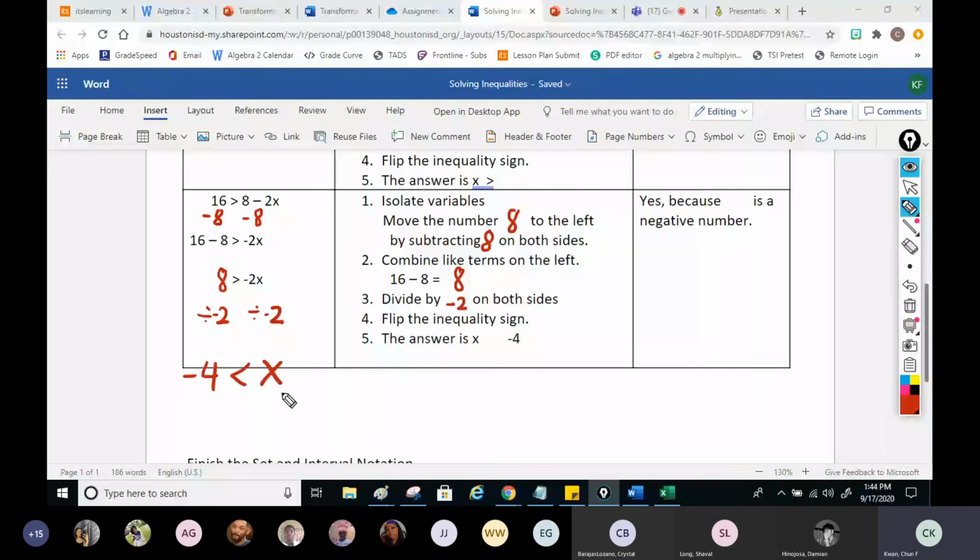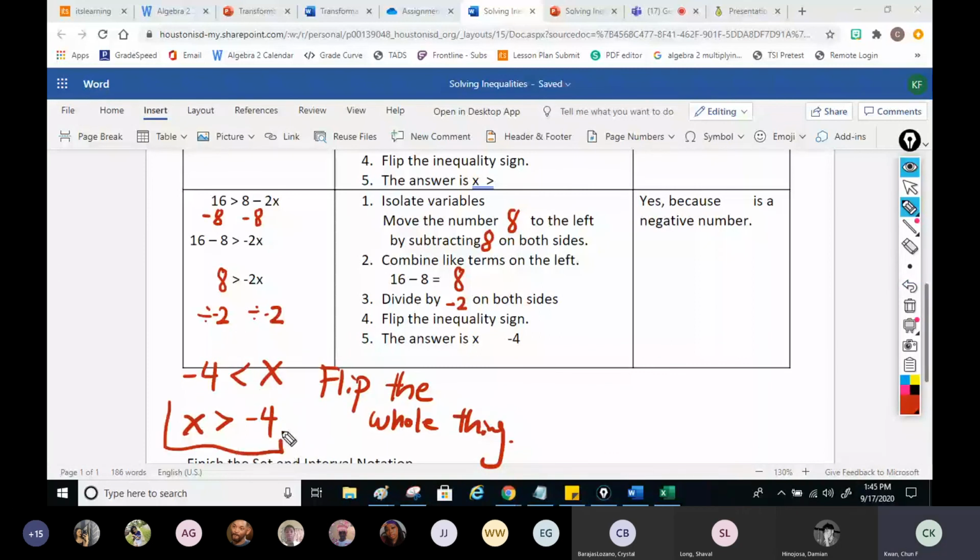And I want you guys to do one more step. I want you guys to keep a good habit, have the x on the left side. So put it on the left side, which means you have to flip the whole thing, okay? Flip the whole thing, which means x on the left, it becomes a greater than and then -4 like this. So this is going to the left, this is going to the right, and then flip the inequality sign. So you will flip the whole thing, and this is your final answer. You have x is greater than -4.